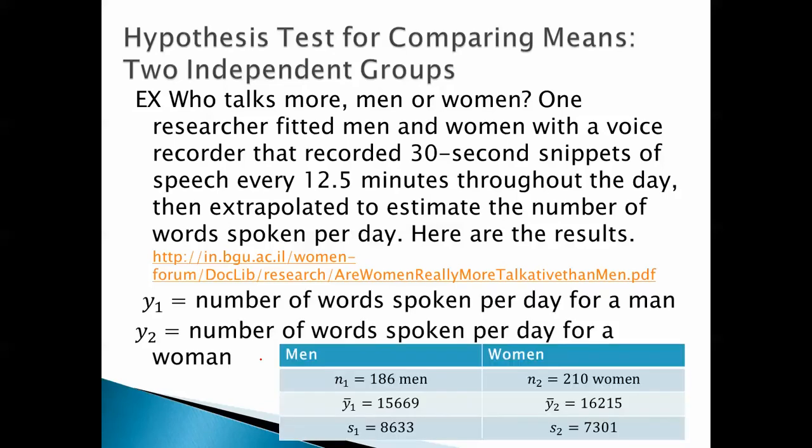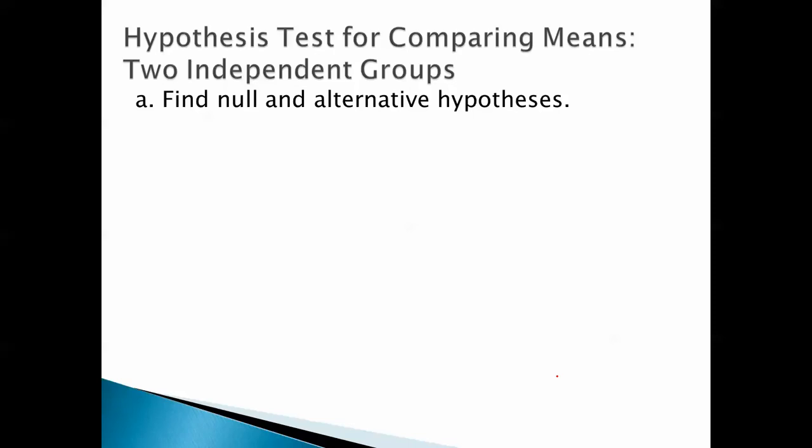Here are the results. So again, Y1, number of words spoken per day for a man. Y2, number of words spoken per day for women. On average, men spoke 15,669 words. Women spoke 16,215 words. Is that enough of a difference to conclude that women speak more than men? Let's find null and alternative hypotheses.